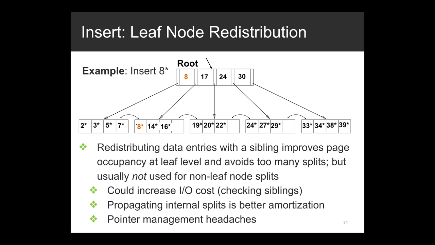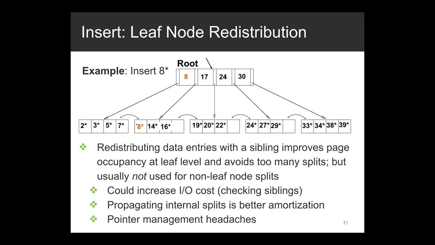So the other one is pointer management headache. So now if you do this in the internal pages, you'll have to update the pointers of the parents and make sure that the entries are updated. Now that's just extra bookkeeping overhead. If you do the splits, you're basically amortizing all those sorts of overheads over multiple insertion operations. So the rule of thumb for practical purposes is to use this sort of redistribution across siblings only at the leaf level. And if a split is necessary, when would this procedure fail?